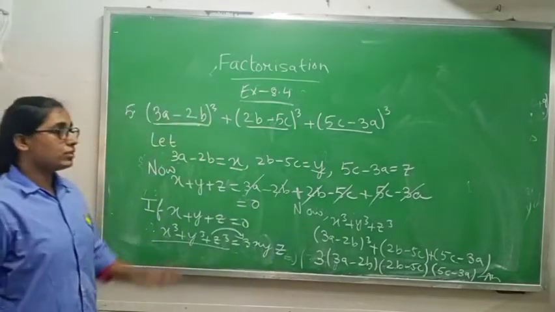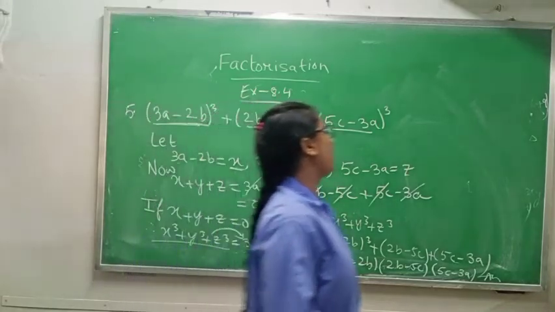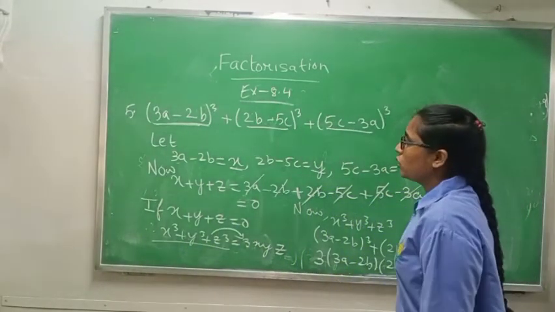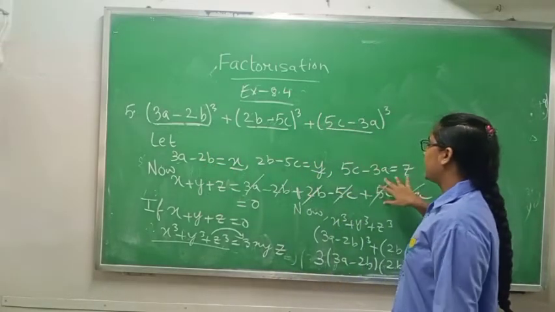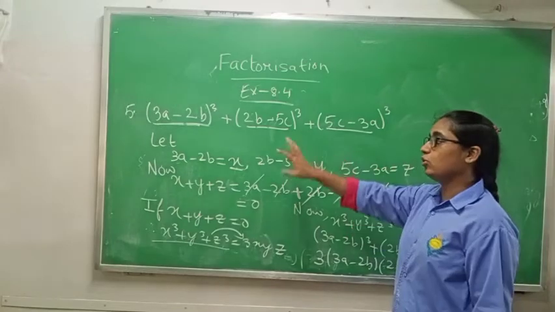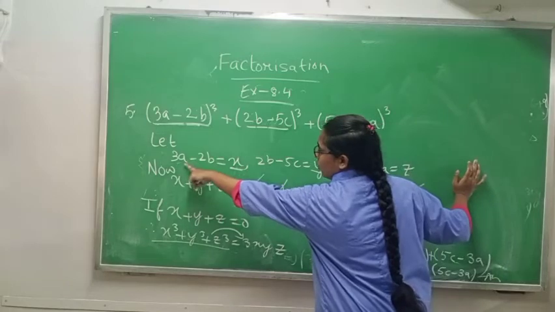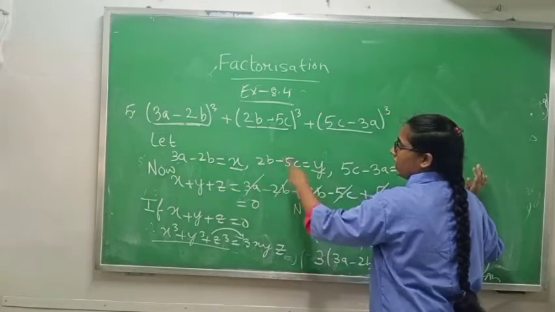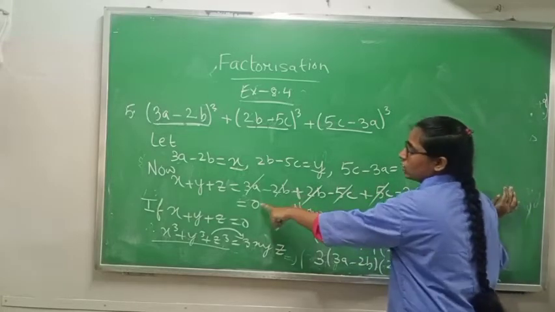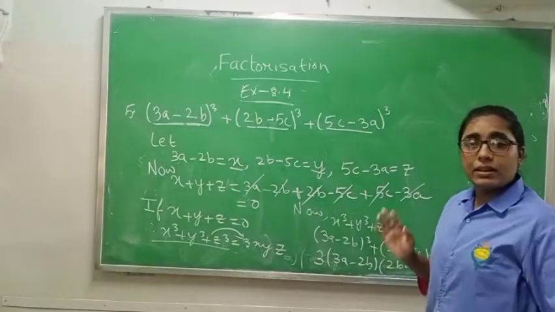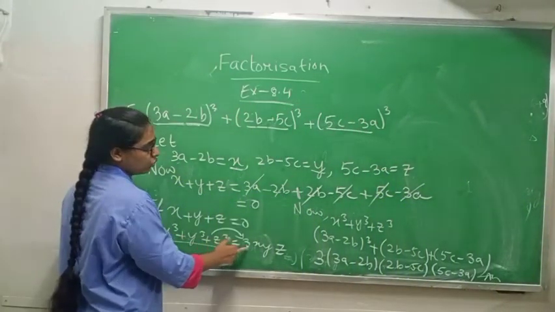Again I am repeating the thing. If this type of question comes, (3a minus 2b) whole cube plus (2b minus 5c) whole cube plus (5c minus 3a) whole cube, first you will let the first part as x, the second part as y and the third part as z. Only the inside part, not the cube. Now you will add x plus y plus z. In place of x you write 3a minus 2b, in place of y 2b minus 5c, in place of z 5c minus 3a. You will get 0. If x plus y plus z equals 0, then you can say x cube plus y cube plus z cube equals 3xyz.